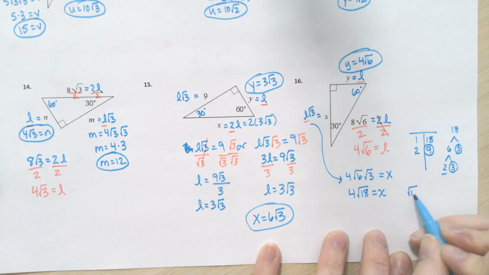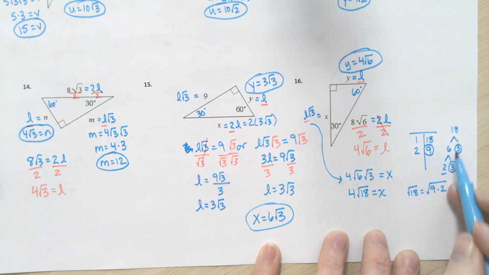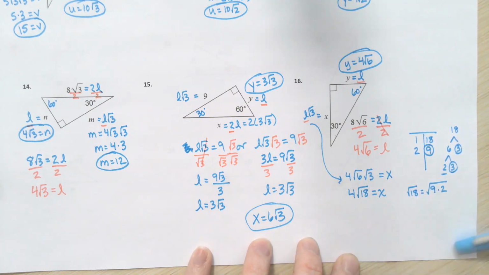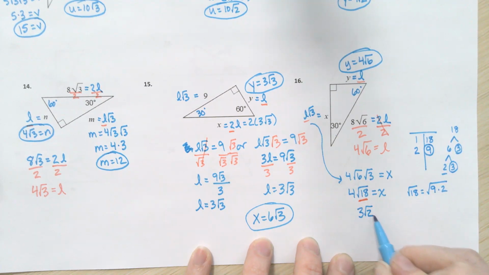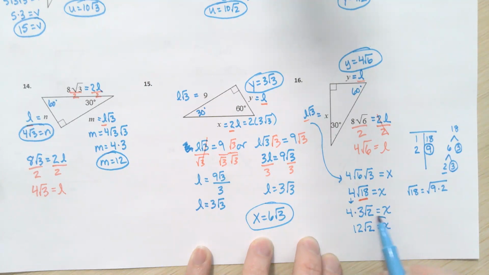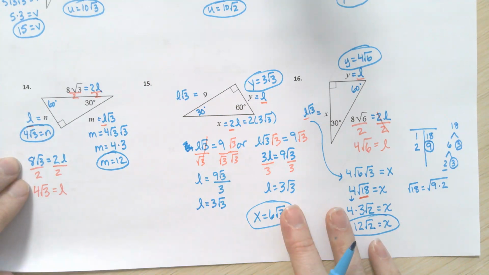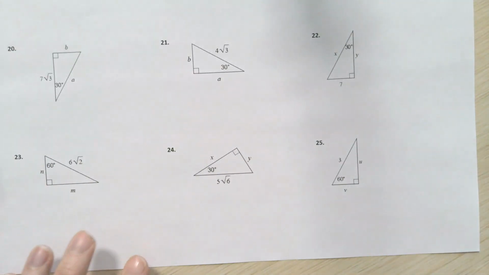Or maybe we're a perfect square person, so we rewrite this as a root 9 times 2. Whichever method you use is fine, but this root 18 right here is equivalent to 3 root 2. This extra 4 multiplies by that to give us our final answer for X, 12 root 2. That is definitely trickier than a lot of the other ones we've seen. All right, we are almost done. We've got one more page of examples, so let's make it happen.